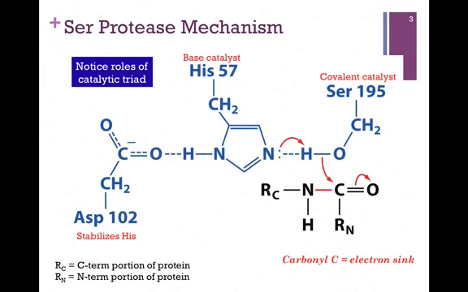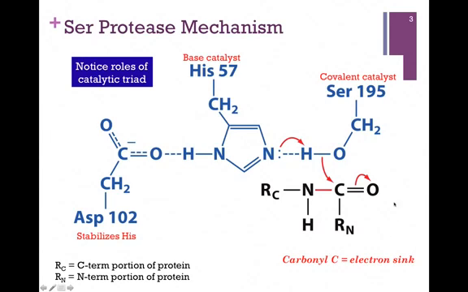Here we have the catalytic triad in blue in the active site, our covalent catalyst, our serine residue, histidine, our base catalyst, and here's aspartate. It's stabilizing the histidine by means of that hydrogen bond. So that's our catalytic triad. You want to notice the roles of each of these amino acids as we go through.